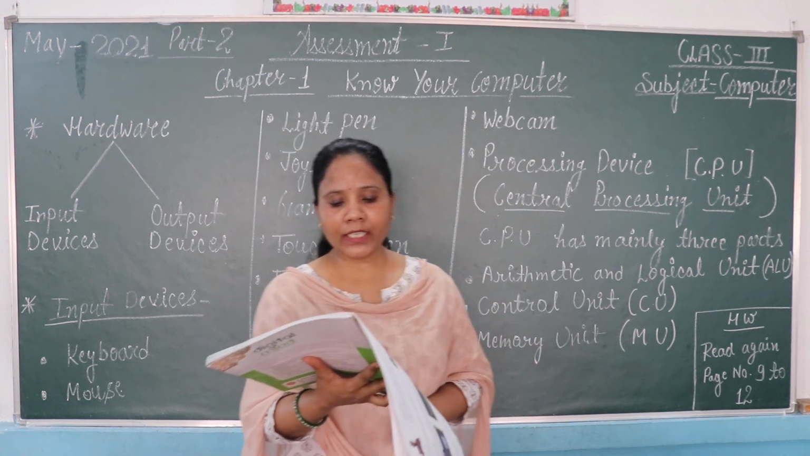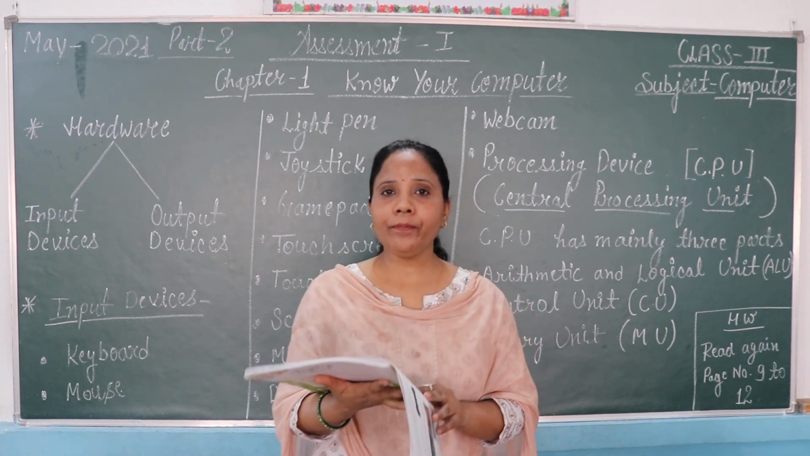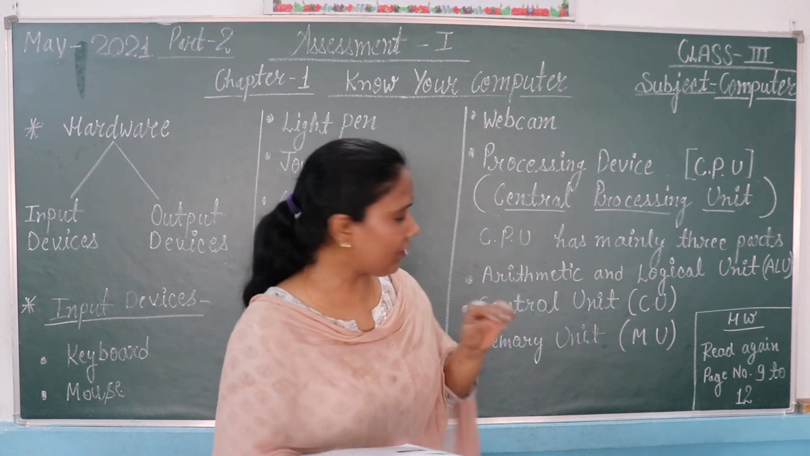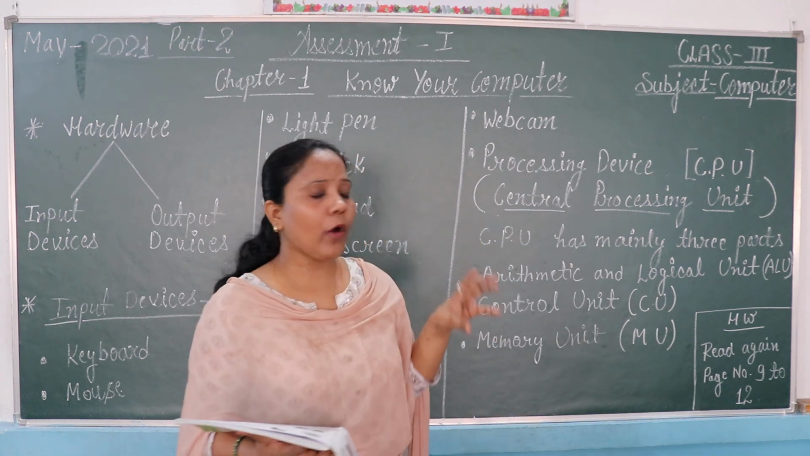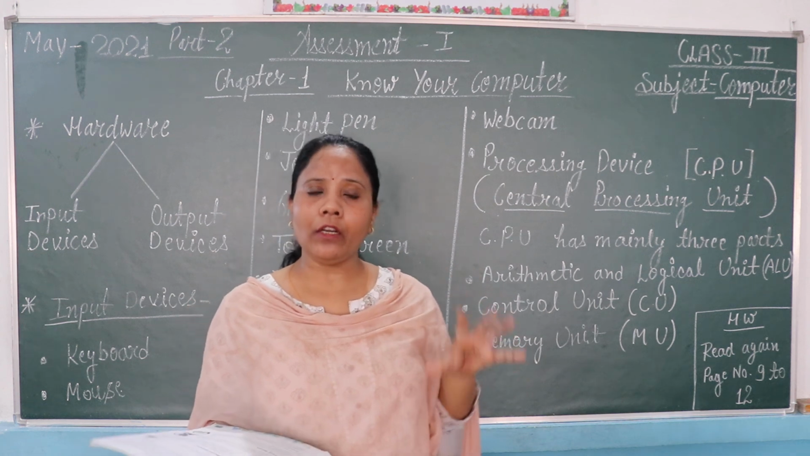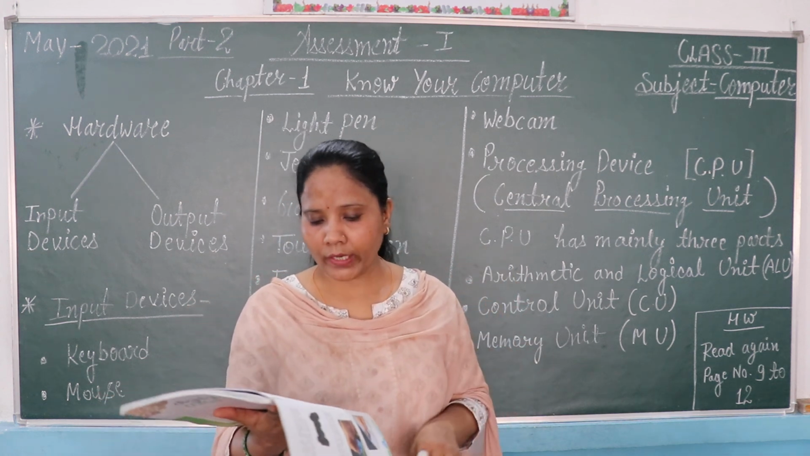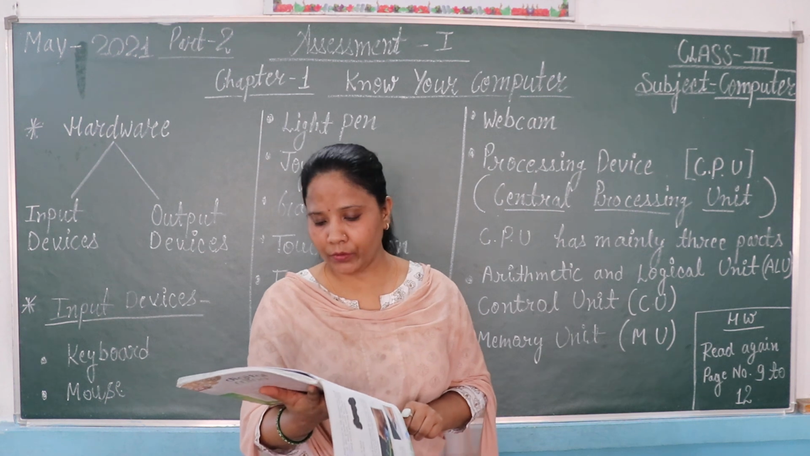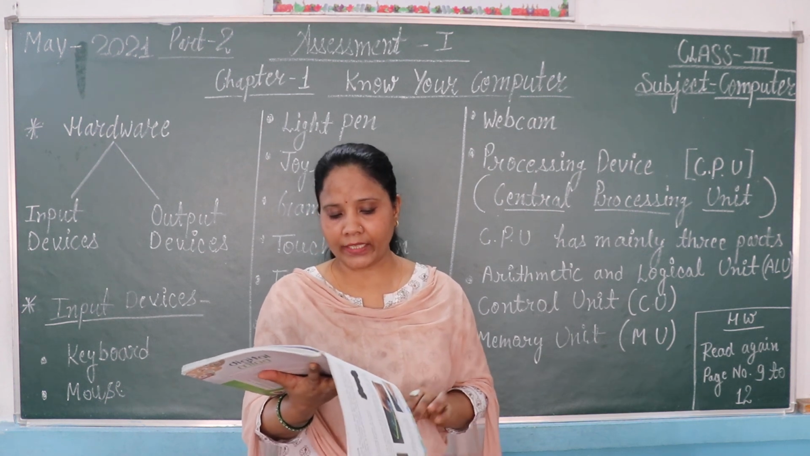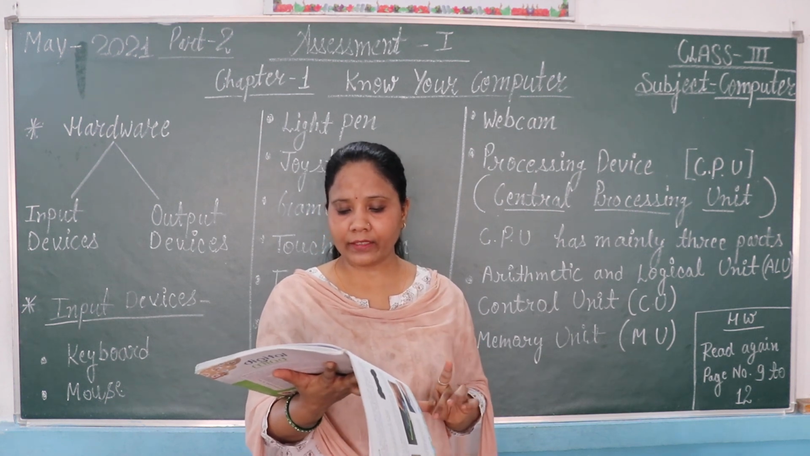Next, processing device. What is the meaning of processing device? We have discussed it here. The processing device is the part that does the working of the computer. The CPU, central processing unit, is the processing device. It is fixed inside the CPU.